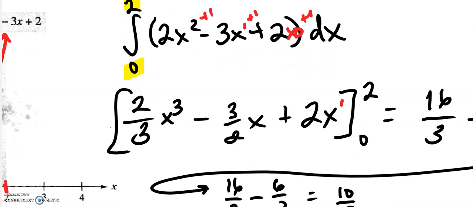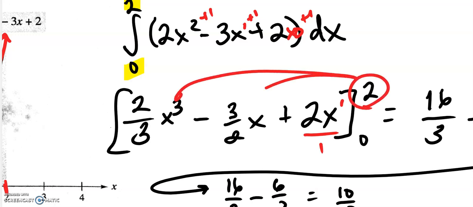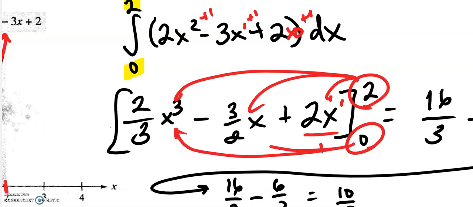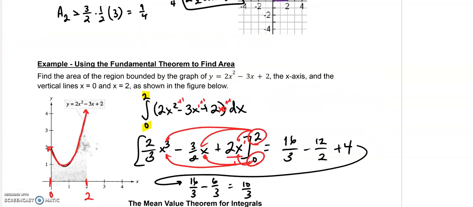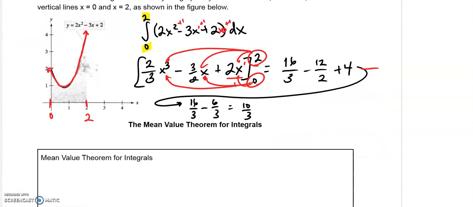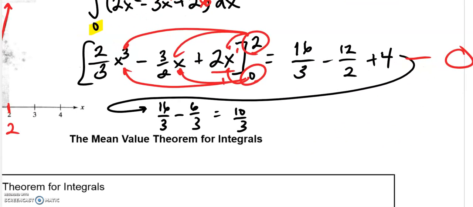And divided by 3, divided by 2, divided by, you could put divided by 1 there if you wanted to, but it doesn't matter. Then what we're going to do is take the upper limit, plug it in for our x values, and subtract what we get when we plug in our lower limit. 0 is really easy because it's all that minus 0. So it's really just our upper limit that we're looking at.